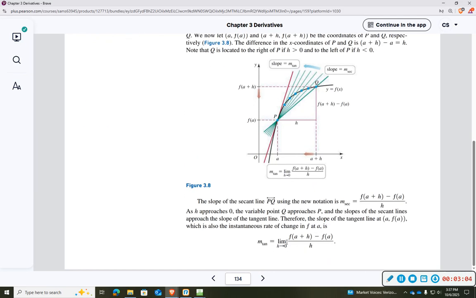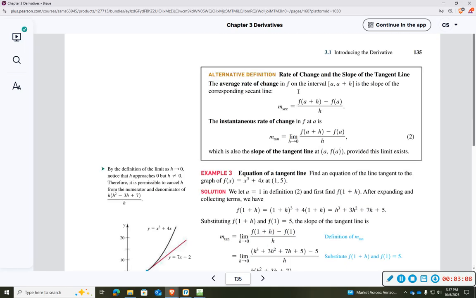Here we are using the same thing, the difference quotient. Just giving you a different form. So just an alternative definition for rate of change and slope of the tangent line. So this is the difference quotient. Again, it's exactly the same, except we're just using the formula with h, and then we say the limit as h goes to 0. So as those points get closer and closer together as well.